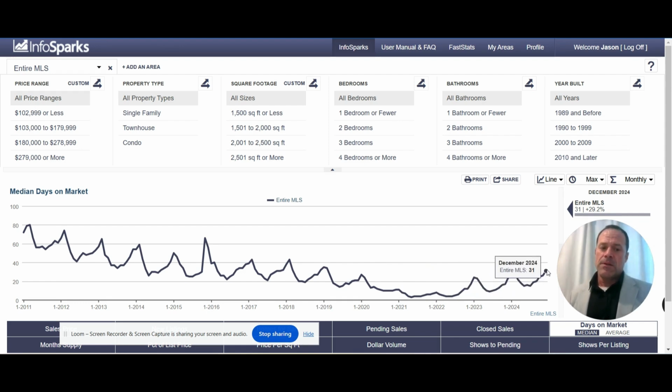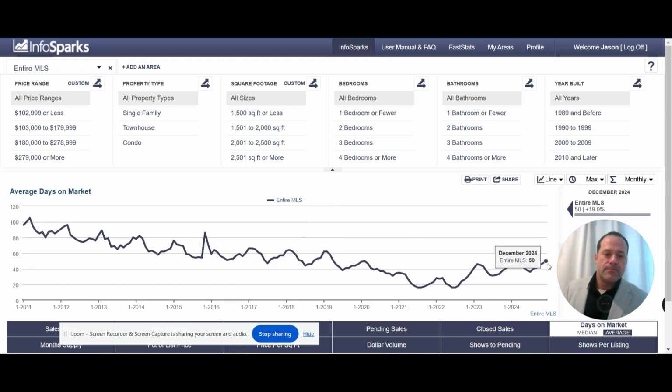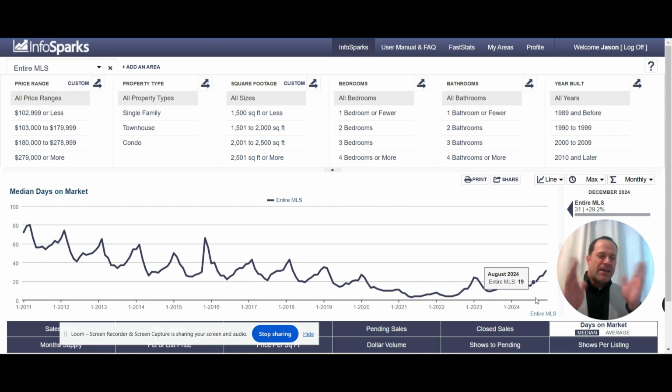Right now, the middle point is 31 days. Your average is 50 days. So somewhere between 30 days and 50 days, it's going to take your typical traditional real estate agent to sell a house.